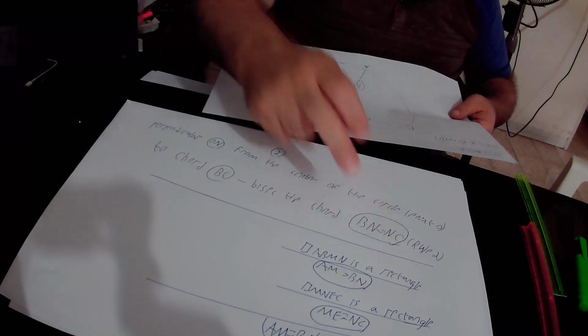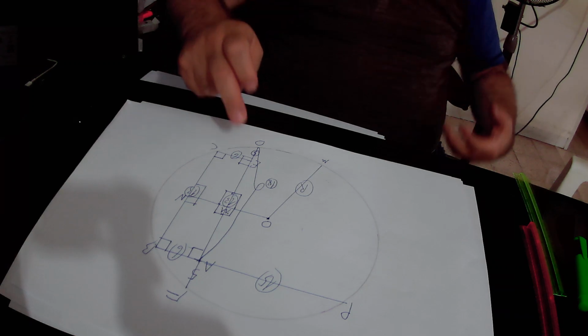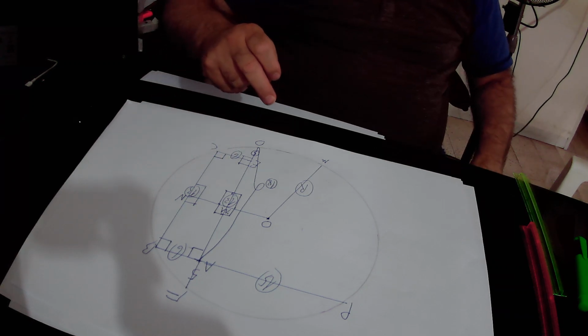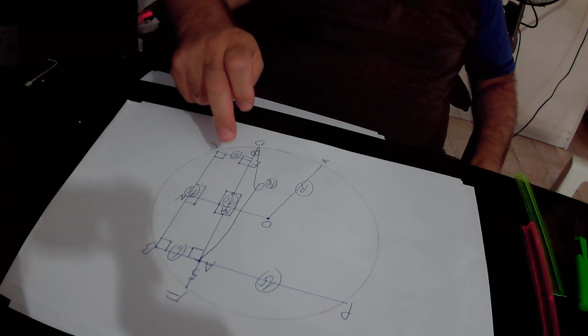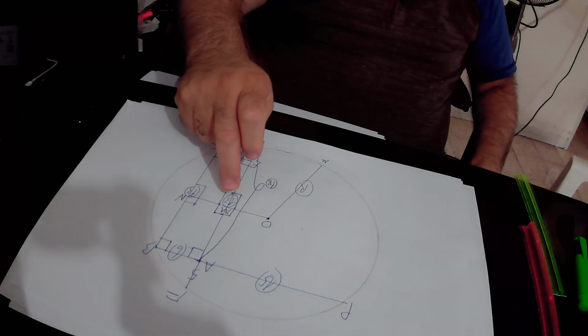Likewise, we focus on quadrilateral MNEC. In quadrilateral MNEC, we have 1, 2, 3 right angles. Therefore, the fourth angle must also equal 90 degrees.